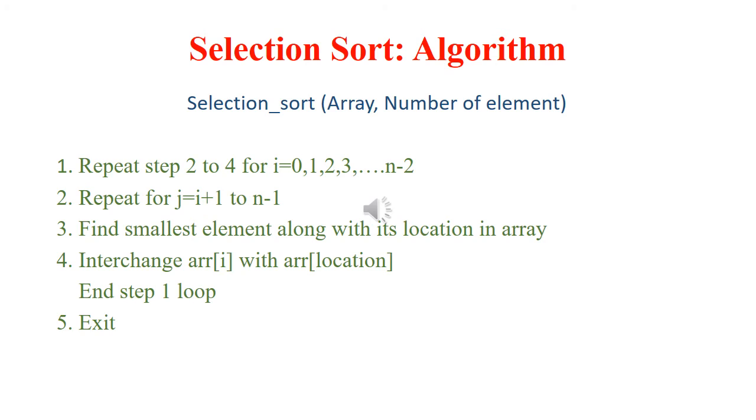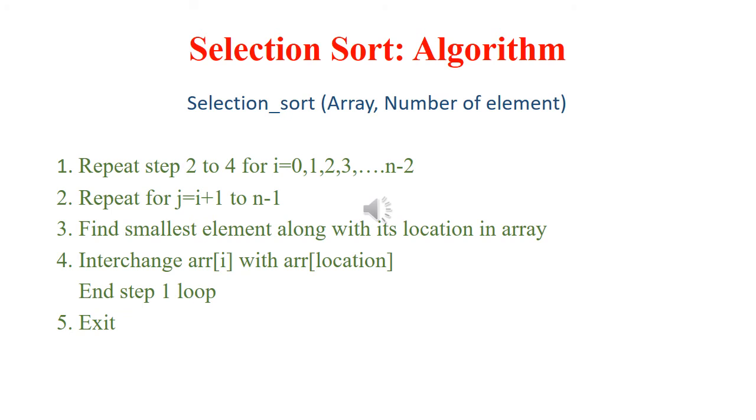It needs two arguments. One is the array and another is the number of elements. So before calling the selection sort algorithm to work, you must provide the algorithm two things. One is the array and another is the number of elements. So repeat steps 2 to 4 for I equal to 0 to n minus 2.